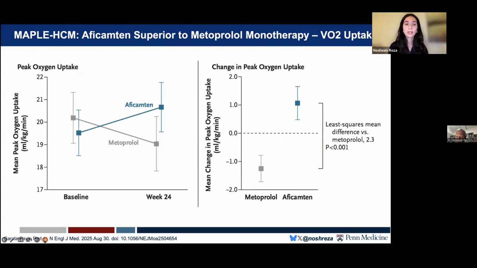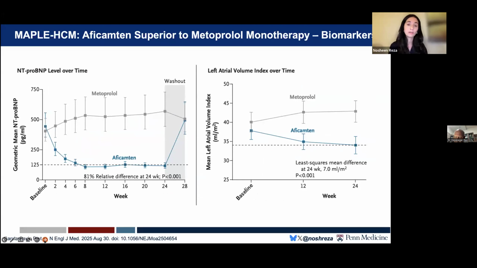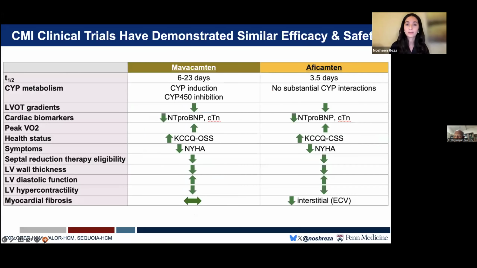So again, a lot of great rich data to help us now really guide our patients and potentially move towards a world in which we can start cardiac myosin inhibitors without background therapy with beta blockers. So more to come in this space for sure. And then finally, again, similar changes with aficamten and improvements in health status and NYHA class.